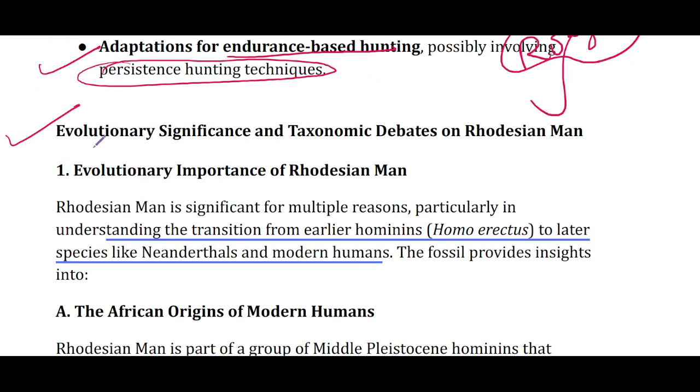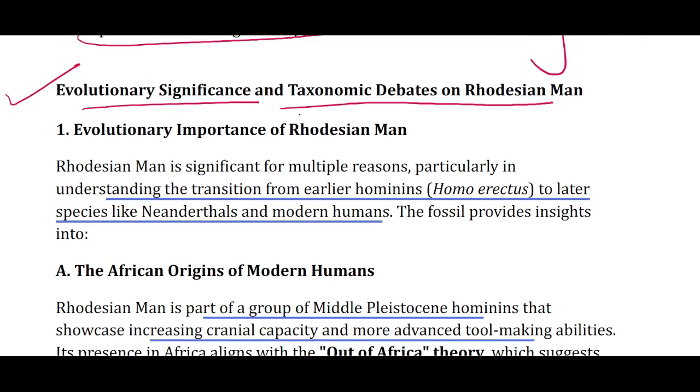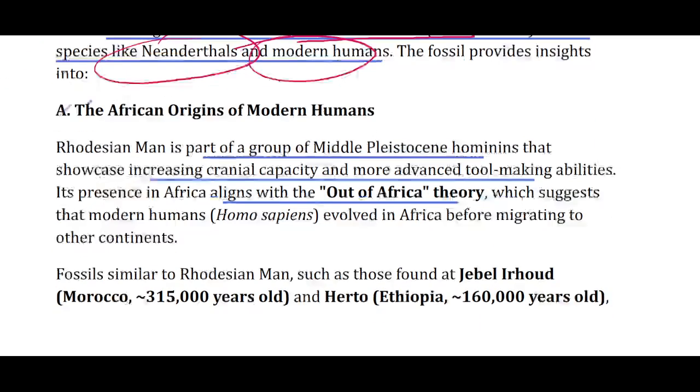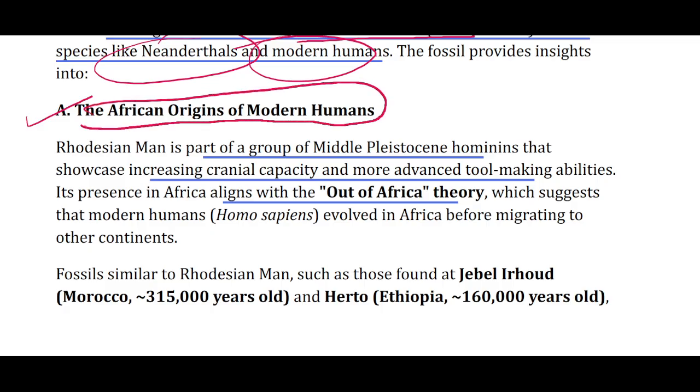Now let's proceed on to evolutionary significance and taxonomic debates on Rhodesian man. First, evolutionary importance of Rhodesian man, that it acts as a transition from early hominin Homo erectus to later species like Neanderthals and modern humans. Then the African origin of modern humans.